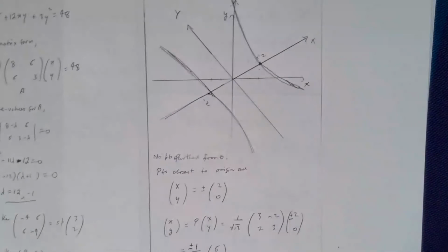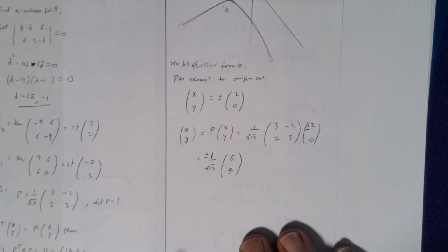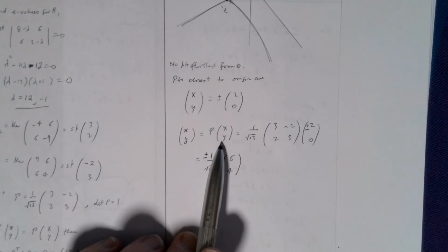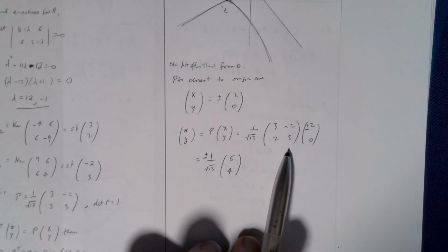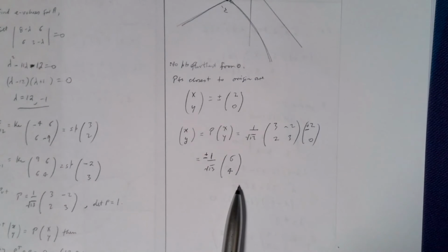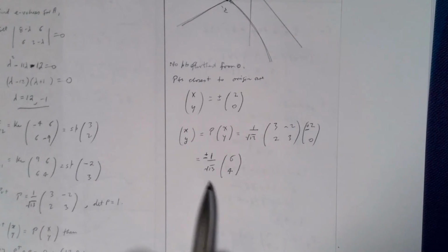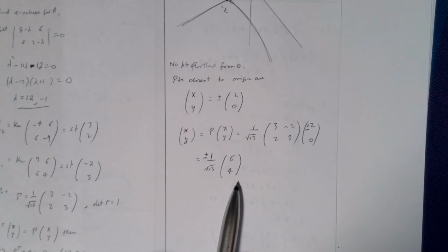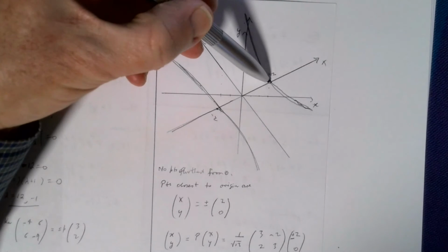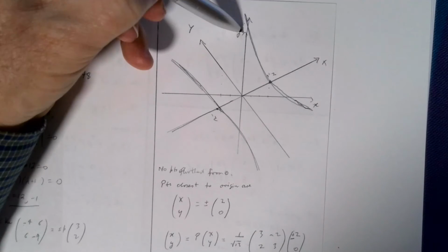So we use the fact that when we made our change of variable, we had little xy is P times capital XY. So I just take my P matrix, multiply it by this, and we end up with this here. So we get plus or minus 1 on root 13 times 6, 4. And that's giving me the coordinates of these points here, but with respect to the little x and the little y.